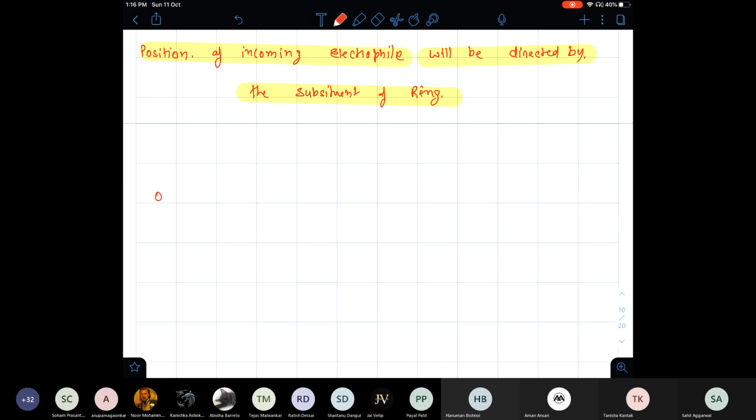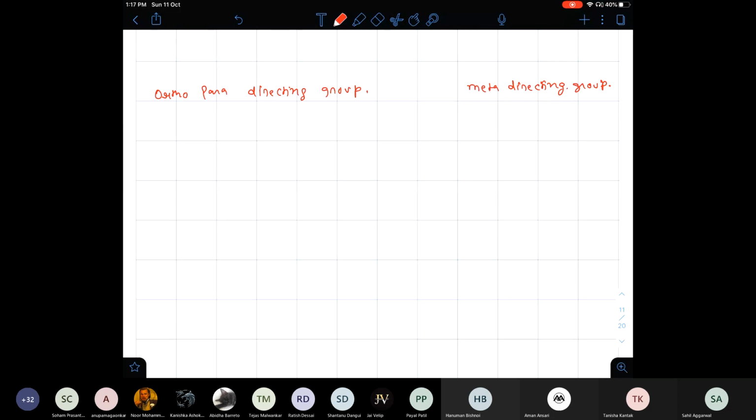So there can be ortho para directing groups. There can be meta directing groups. What do we mean by ortho para directing group?